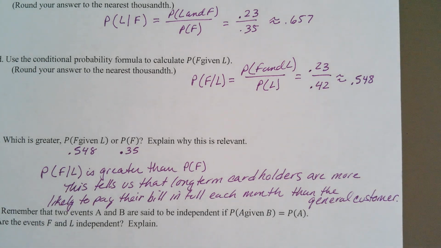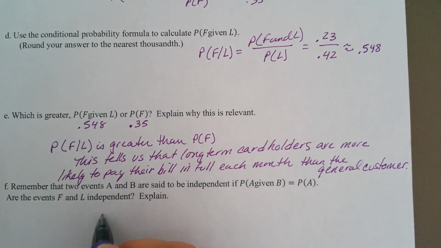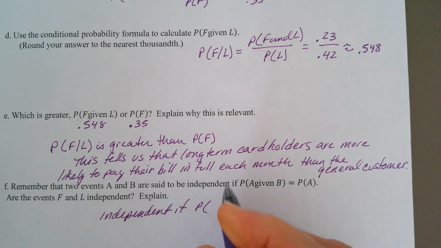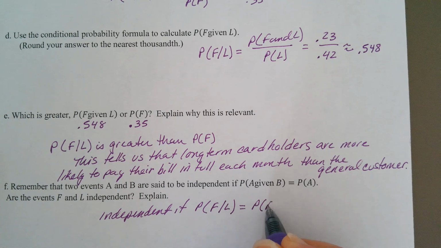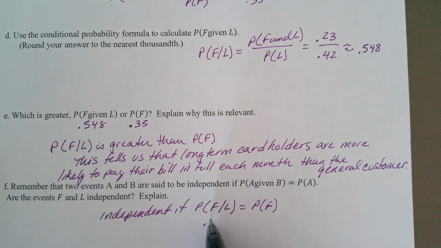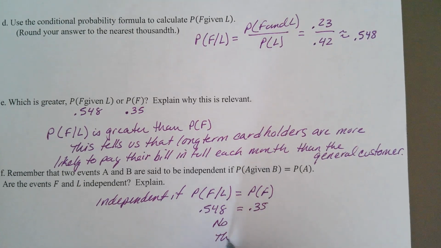Remember that two events, A and B, are said to be independent if the probability of A given B equals the probability of A. Are the events F and L independent? Independent if the probability of F given L equals the probability of F. F given L was 0.548, and the probability of F is 0.35. Our answer is no. They are not independent.